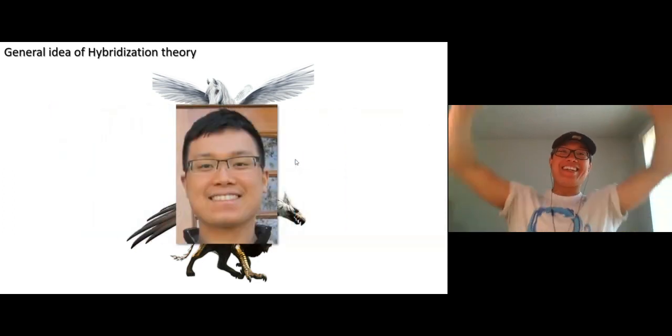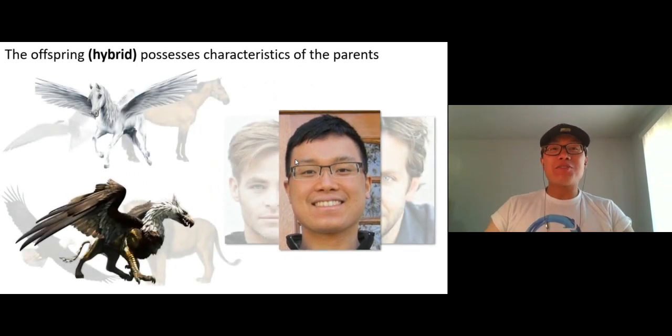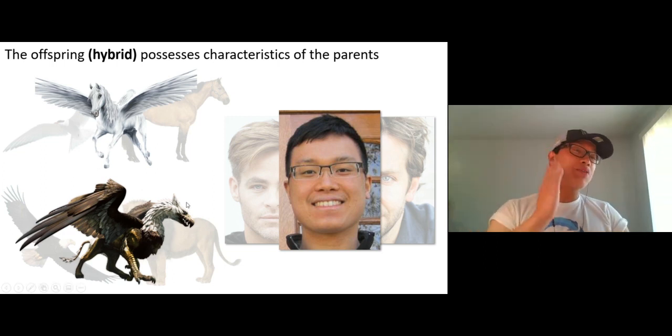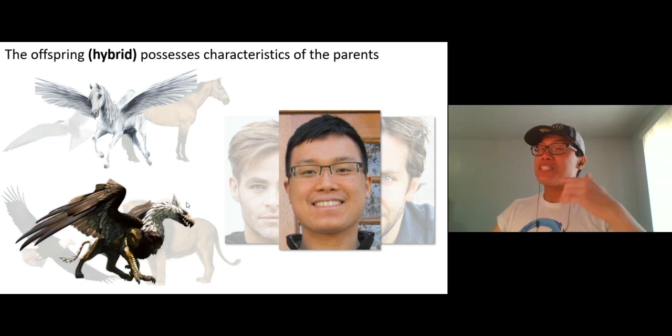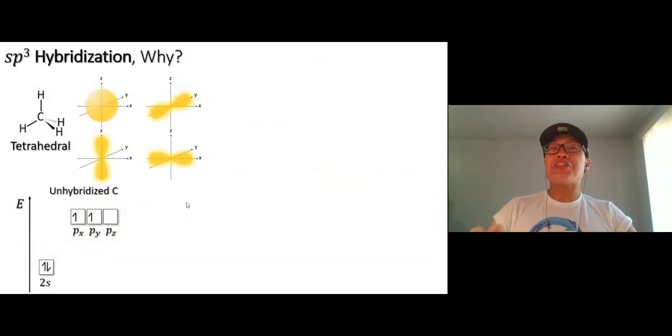Isn't it obvious? So what I want to say is the offspring of the hybrid possesses characteristics of the parents. Pegasus looks like half horse, half bird. Griffin looks like half eagle, half lion. And me, if you look on my right, I look like Bradley Cooper. If you look on my left, I look just like Chris Pine. Hybridization theory explains exactly like that.